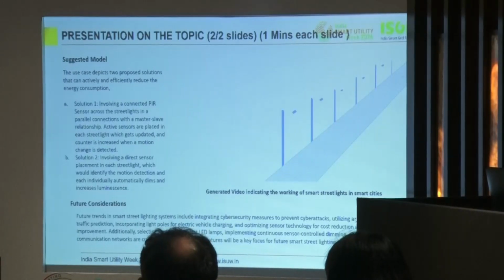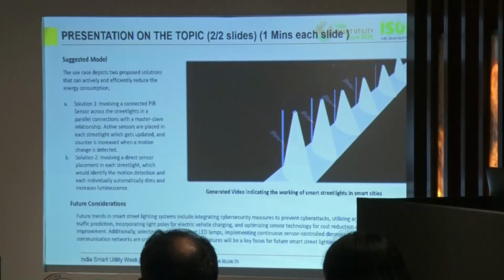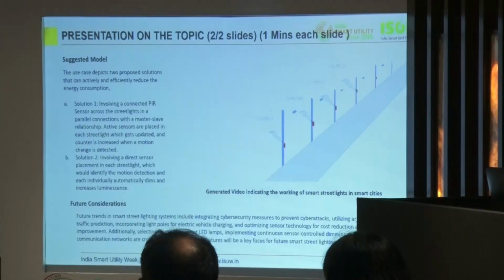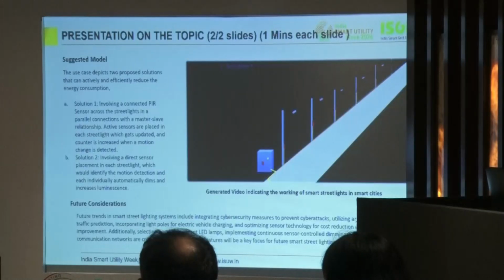So there are two solutions here. If you look at the first solution, there is a central PIR device, which is a passive infrared device, so this is solution one. The PIR sensor device will look for any blockade, or if any device comes in contact with the PIR device, it will send a signal to the other street lights which are connected in the parallel connection.